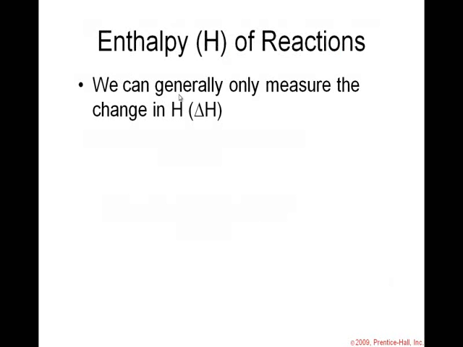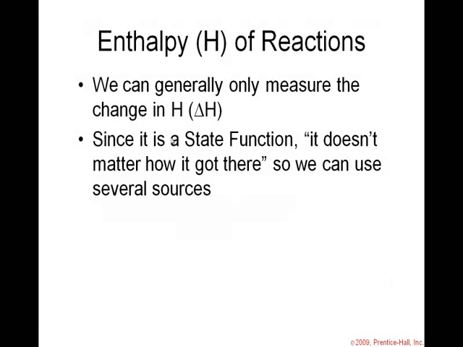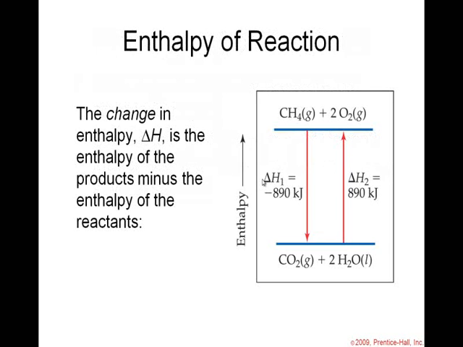So when we're talking about the enthalpy of chemical reactions, we can generally only measure the change in enthalpy. And since it's a state function, it doesn't matter how we got there. So we can use several different sources. The change in enthalpy is the enthalpy of the products minus the enthalpy of the reactants. And a lot of these values are published. You can find them in your textbook.